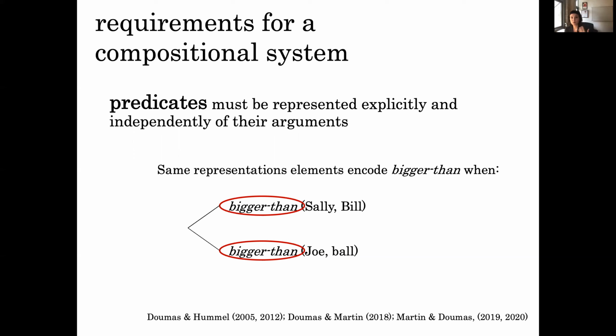So the predicate has to be explicit, and there has to be an independence between the predicate and its fillers, the roles of that predicate. So that's to say the same representational stuff should represent bigger than, whether it's Sally that's being bigger than Bill or Joe is being bigger than a ball, right?